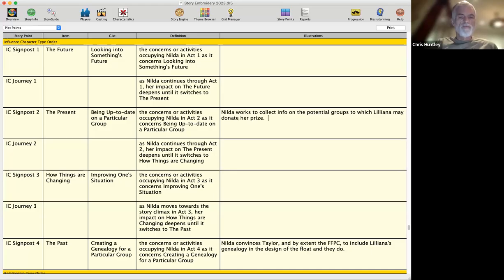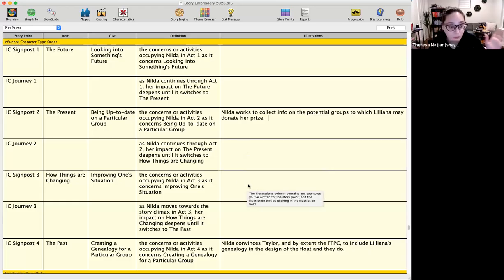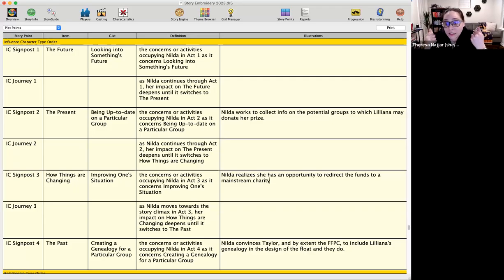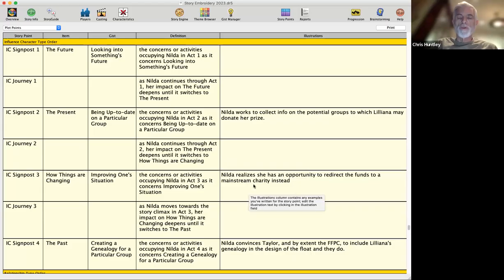Okay. And then in signpost 3, and this would kind of be after an objective story health scare with Liliana, Nilda realizes that she has an opportunity to convince Liliana to redirect the funds towards like Save the Earth type charities instead, because the floats have been destroyed, and so this is going to create conflict, because she is wondering, should I work to improve what really drives me, what gets me out of bed in the morning, my fear of the sea level rise, or should I help the kids?